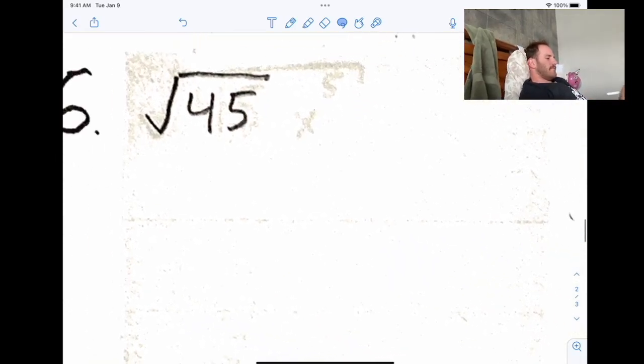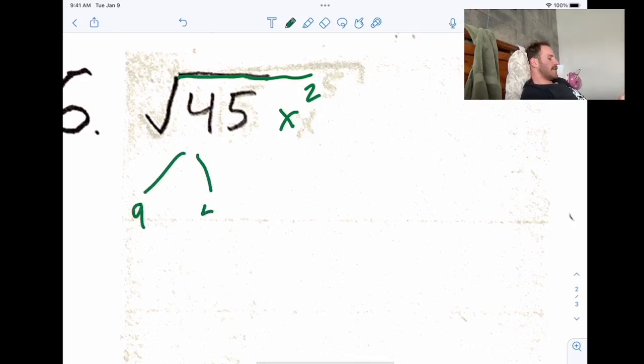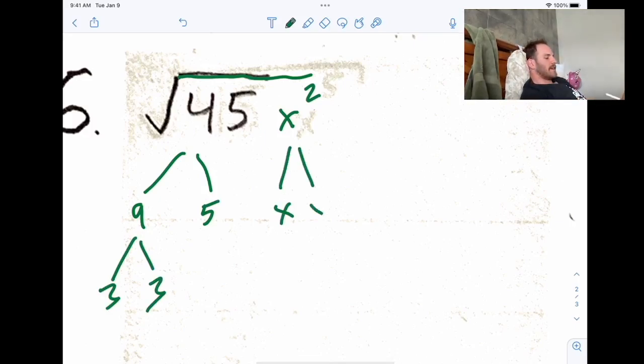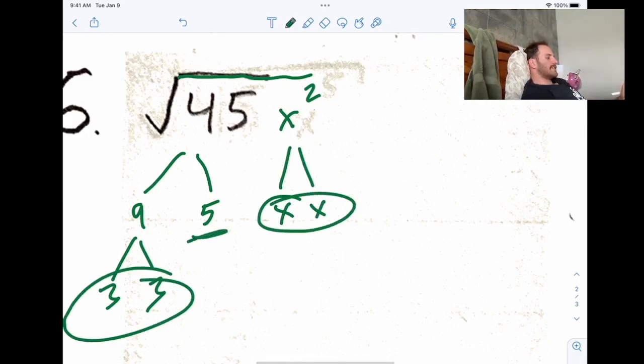So let's say we had a variable in this. Let's say it was a squared, okay? Actually, let's do x squared because that's more fun. Okay, so if you did have a variable in this, you're doing it the same way, right? 45 splits into, well, you're going to make a few different factor trees actually on this. So 45 splits into 9 and 5, which splits into 3 and 3. And then you've got to make a different factor tree for the x. Well, x squared is equal to x times x. Simple enough, right?